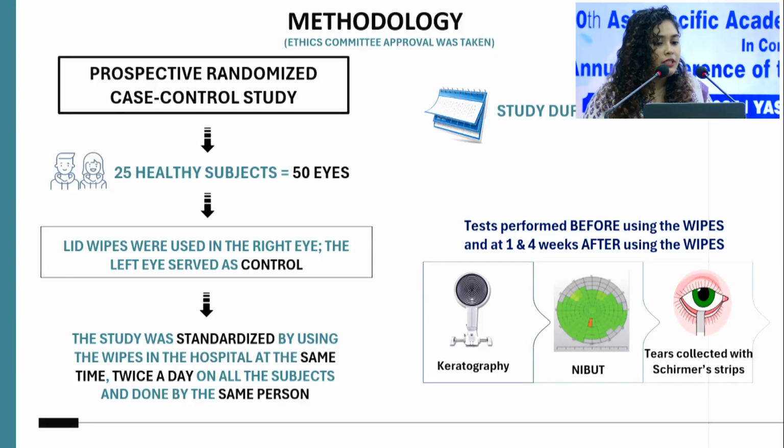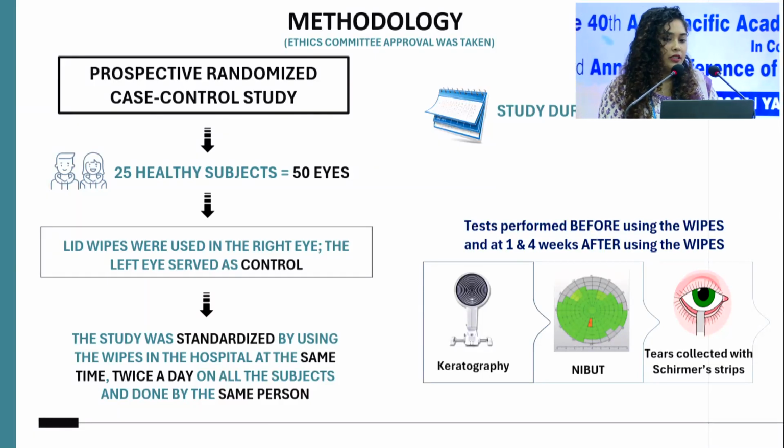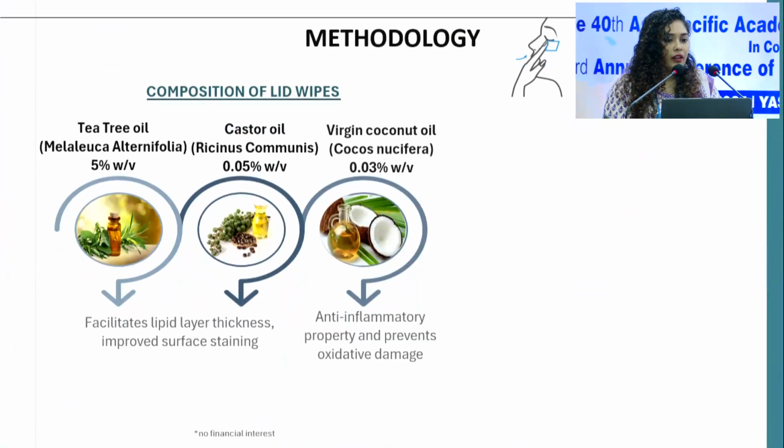The study was standardized by using the wipes in the hospital at the same time twice a day by the same person, and keratography, NIBUT, and tears were collected before using the lid wipes, at the 1 week and 4 week mark. The study lasted for 1 month. The lid wipes that we used composed of tea tree oil and castor oil, which facilitates the lipid layer thickness, and it also contained coconut oil, which has anti-inflammatory properties.